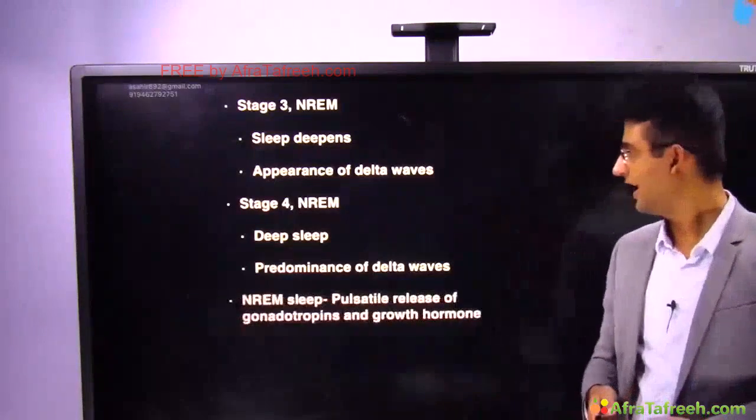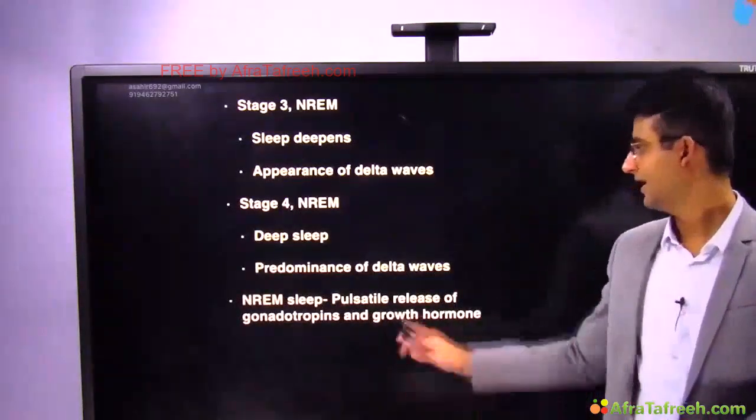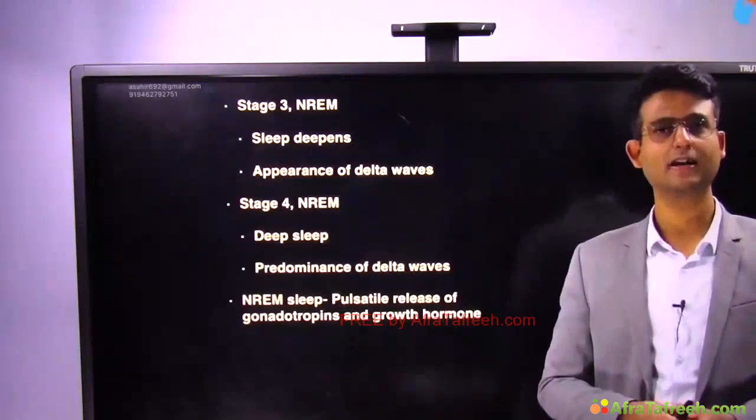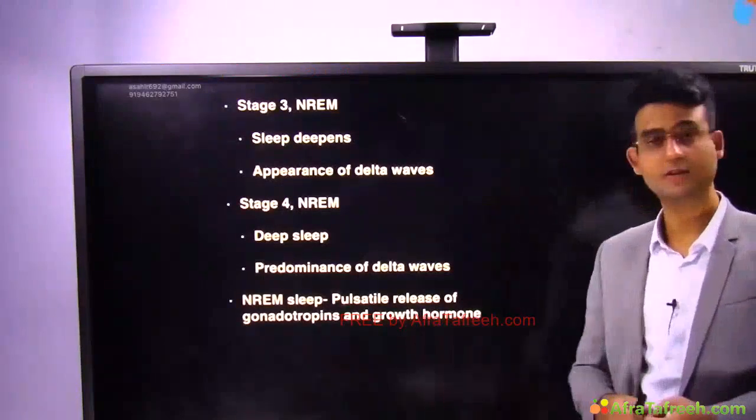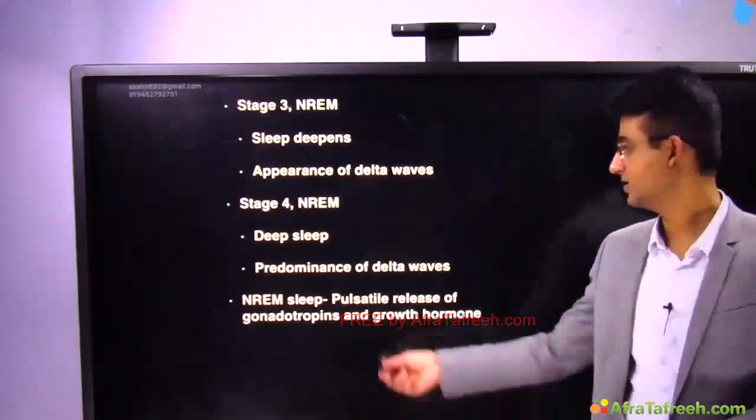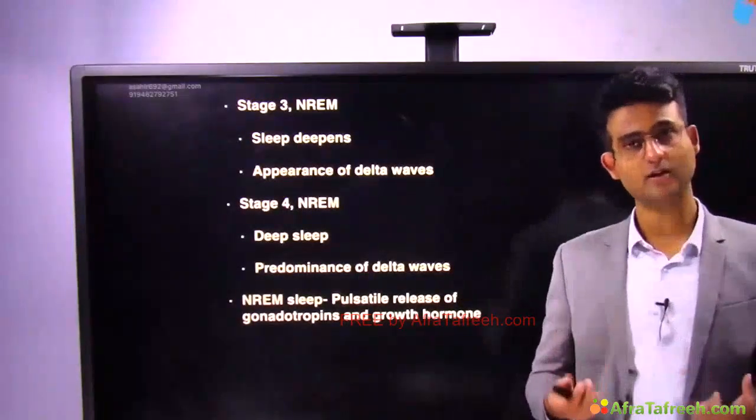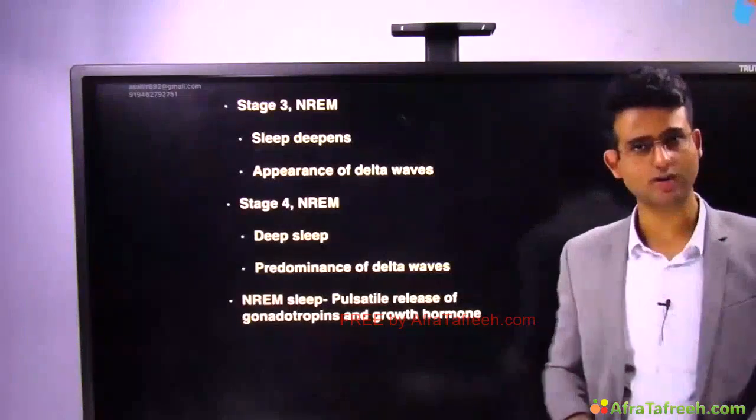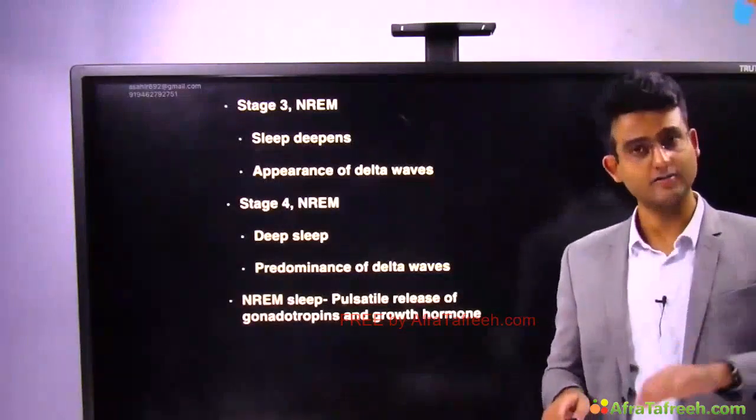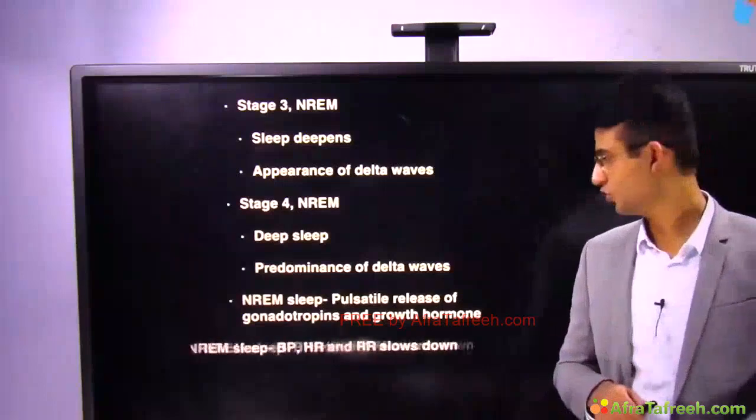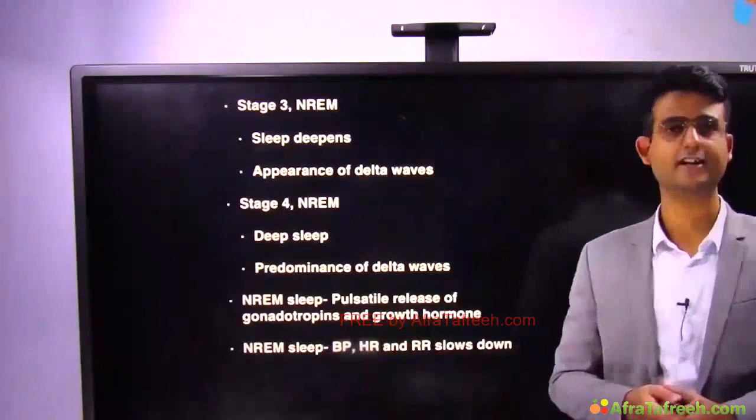When we talk about the REM sleep, before that, NREM sleep is also characterized by a couple of things. First of all, there is pulsatile release of certain hormones, especially gonadotropins and growth hormones. Most of the autonomic activity kind of slows down. The BP goes down, the heart rate goes down, the respiratory rate also goes down. So these are some of the things seen in NREM sleep.